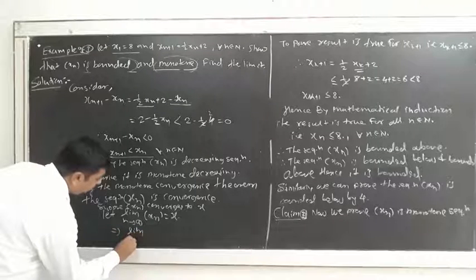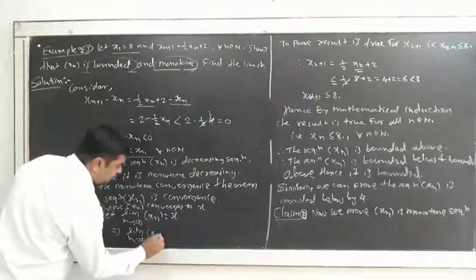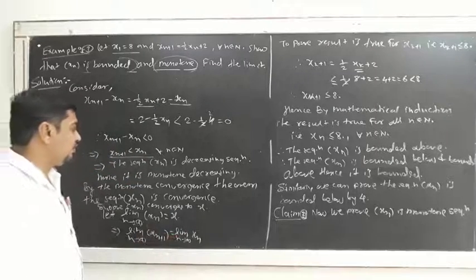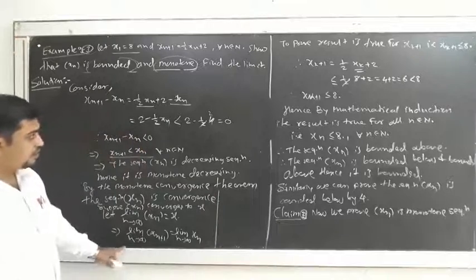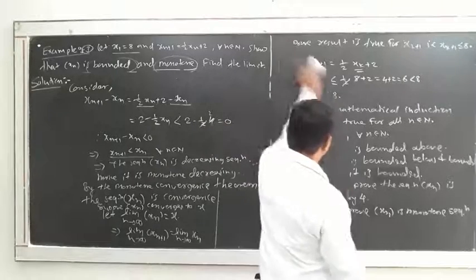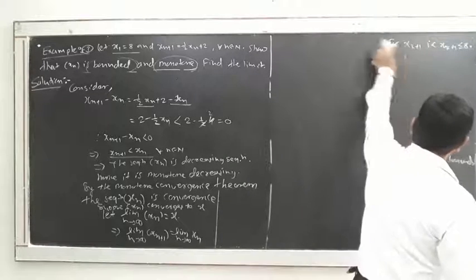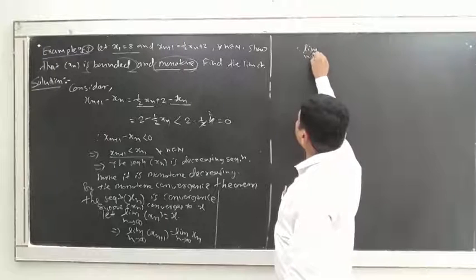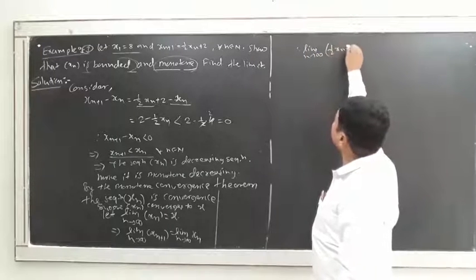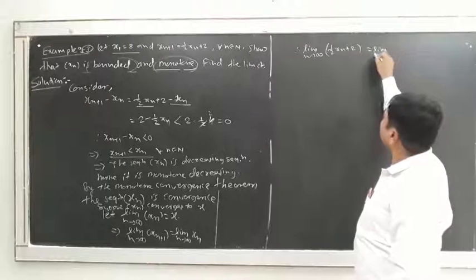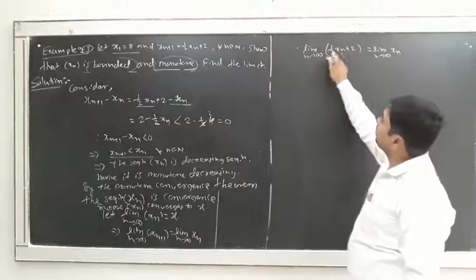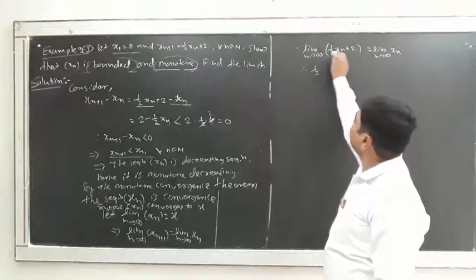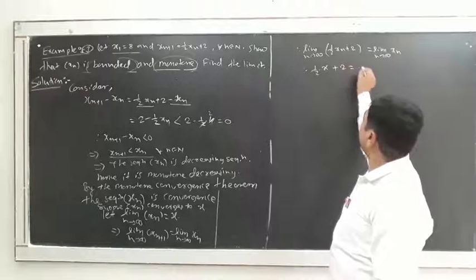This implies the limit as n tends to infinity of xn plus 1 is equal to the limit as n tends to infinity of xn. We know the limits of both sequences are equal. Therefore just put the value of xn plus 1 and take the limit, you will get the value of x. So the limit as n tends to infinity of 1 upon 2 xn plus 2 is equal to the limit as n tends to infinity of xn. If you take the limit of both terms, then it is 1 upon 2 into x plus 2, which is equal to x.